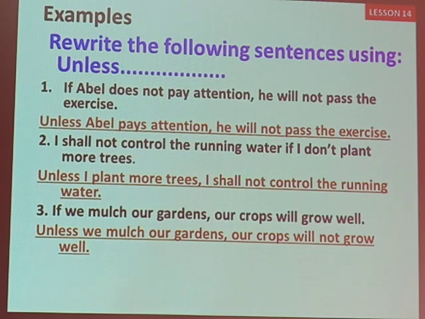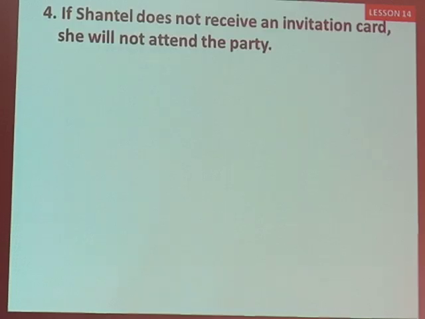If we mulch our gardens, our crops will grow well. When you bring unless, it brings a negative idea. We have that as our answer. Beloved candidates, I know where you are. You can form your own sentences there in if, particularly if one. Try them wherever you are. Form them. Use unless in those sentences. Remember to note the meaning. Okay, let's have a look at the next example.